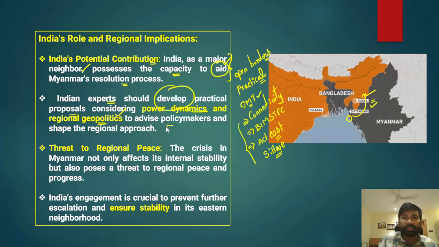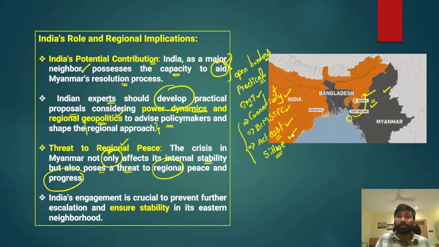And thereby, we can advise the existing policymakers and shape a regional approach that could address the existing crisis in Myanmar. And after that, we should not forget the threat to the regional peace and stability because of the Myanmar instability. Okay, so the Myanmar conflict may spill over into the entire region. Because of that reason, we can say that it not only affects the internal stability, but it will also pose a significant threat to regional peace and regional progress also. How regional peace and regional progress? Because I have already told you different reasons why stability and peace in Myanmar is very important. And apart from that, if you look at the northeast, it is a very, very sensitive region for India.